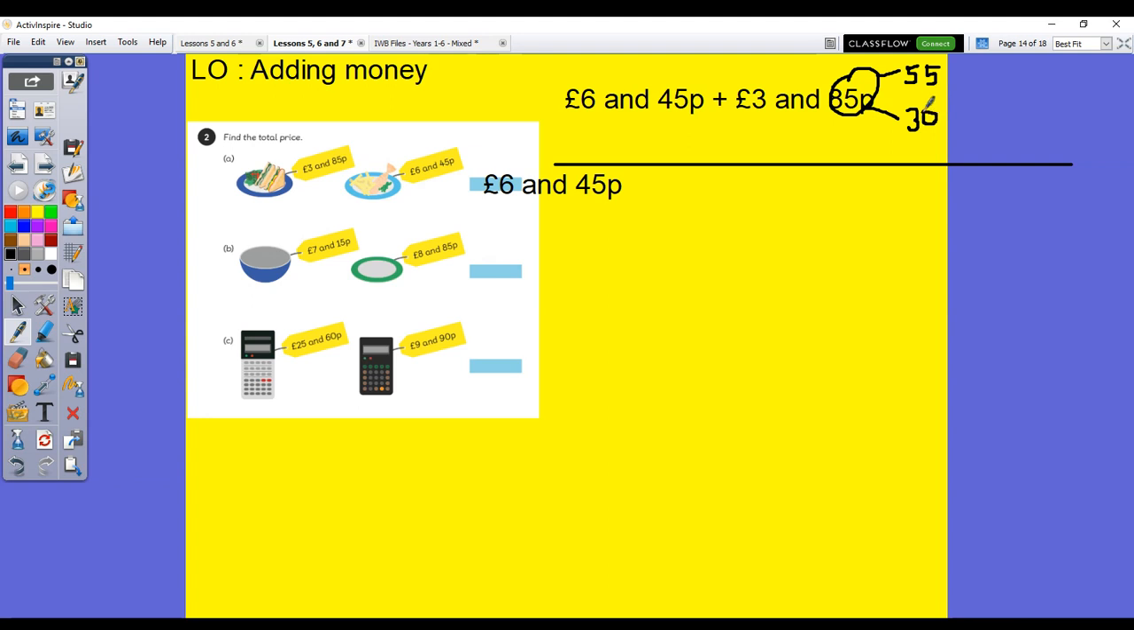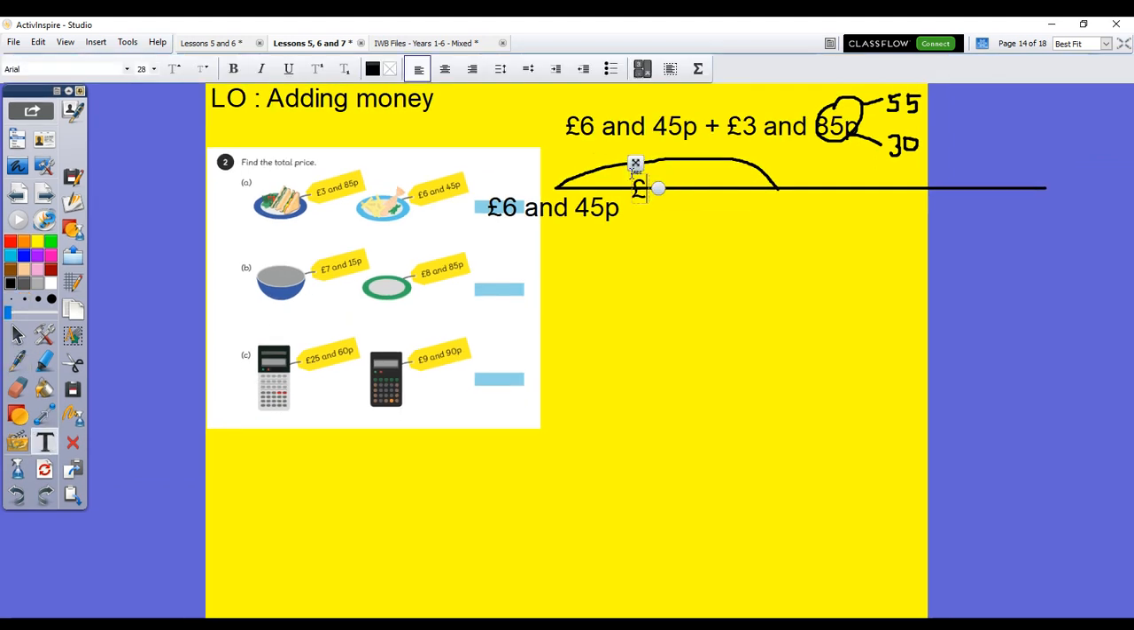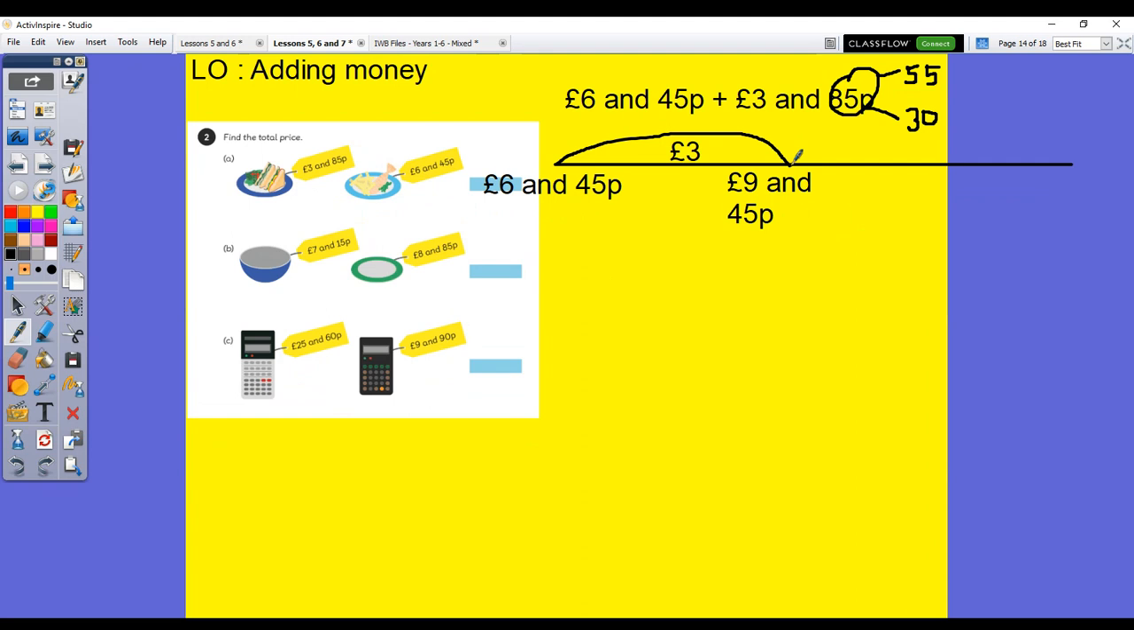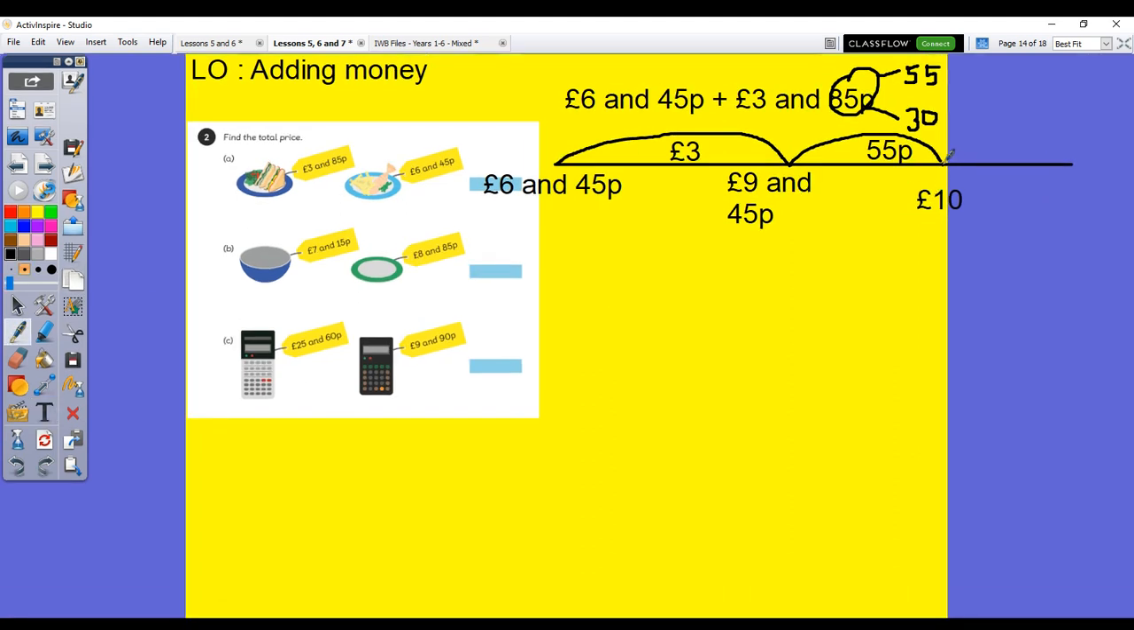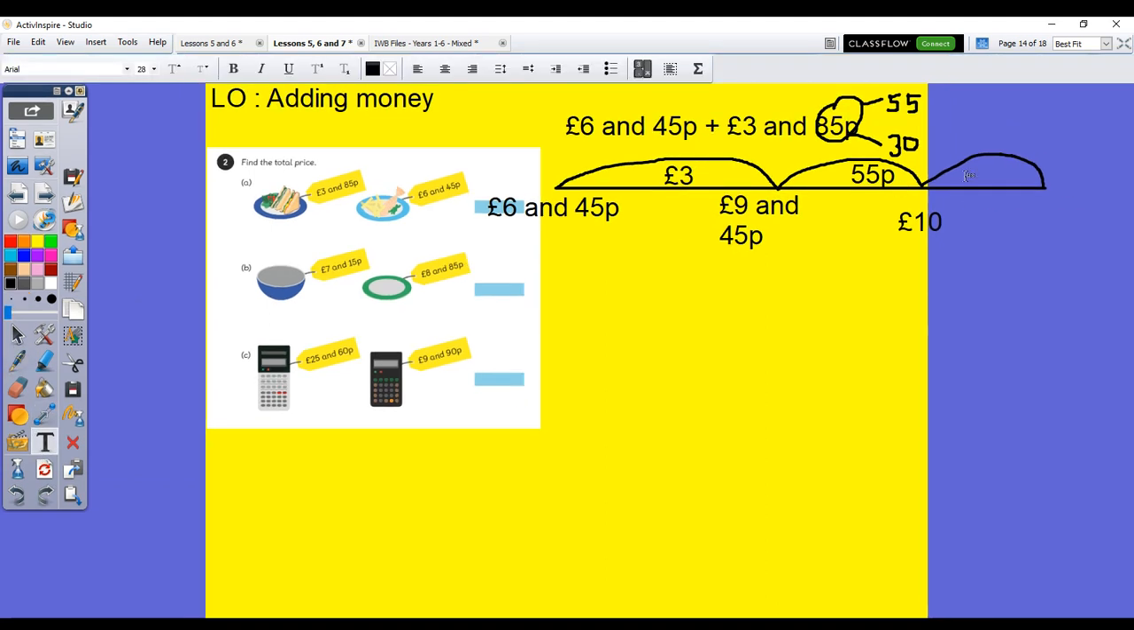55, 65, 75, 85. Okay, so let's first of all add the £3 because we're going to add the pounds first. So £6.45 add £3 is going to be £9.45. And then let's add in the 55p because that's going to equal our pound, which is going to give us the total to £10. And then £10 plus 30p. Sorry, I've gone a bit off the page here. Okay, £10 plus 30p is going to equal £10 and 30 pence.